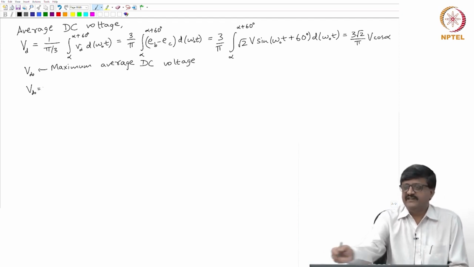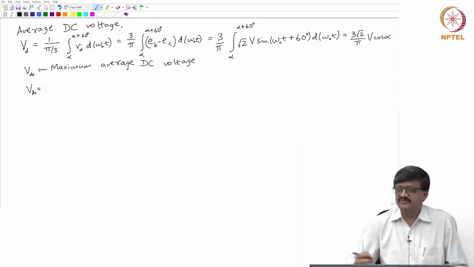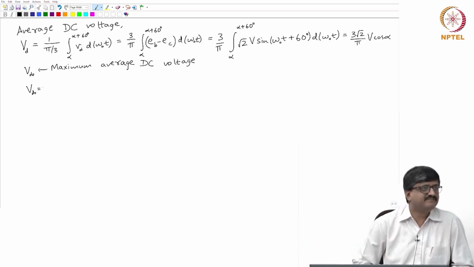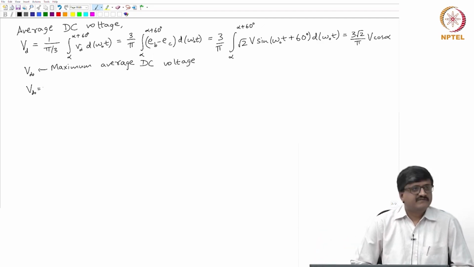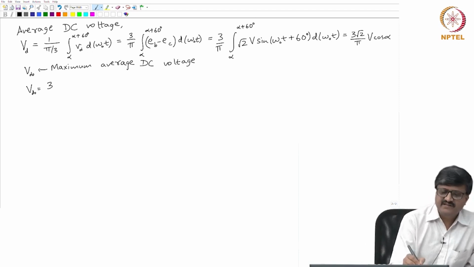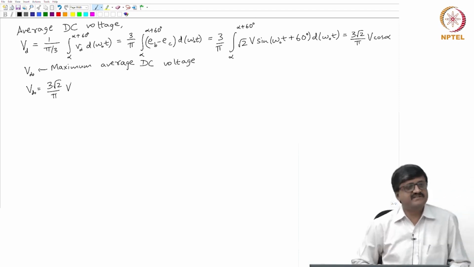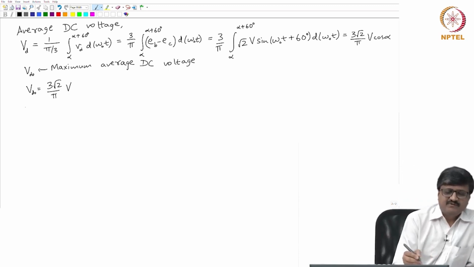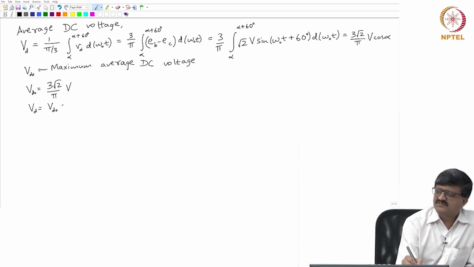So, what is the maximum average DC voltage in this case? Look at the expression for Vd. Vd is the average DC voltage. What is the maximum possible value? The maximum is obtained by choosing an appropriate value of alpha. If alpha is 0, we get the maximum value. So, 3 root 2 by pi into V is the maximum average DC voltage. That is VDO. So, therefore, I can relate VD and VDO: VD is VDO cos alpha.